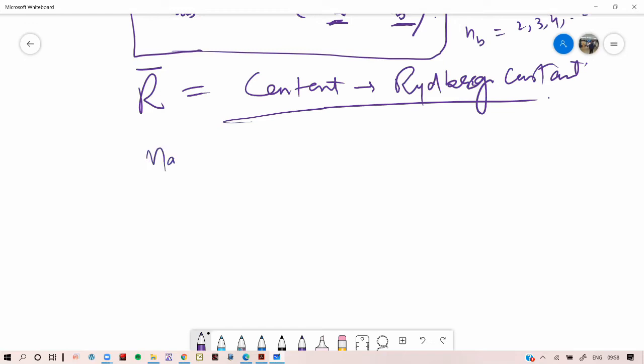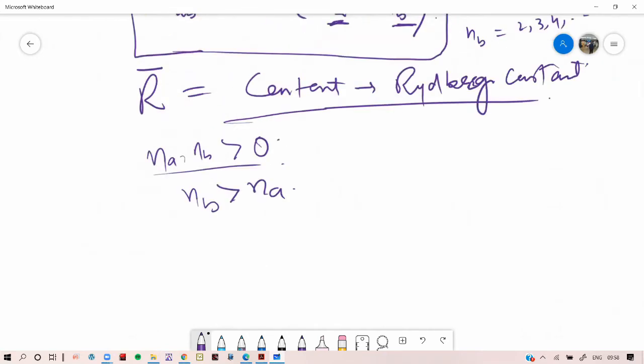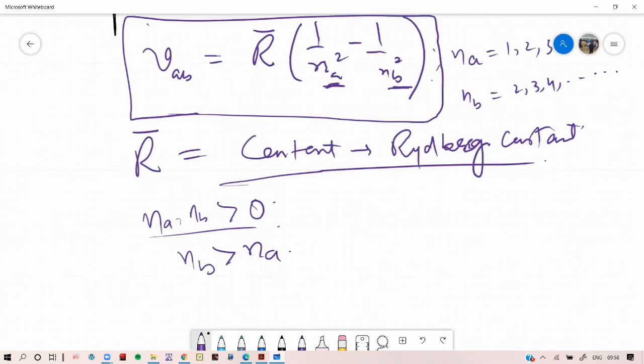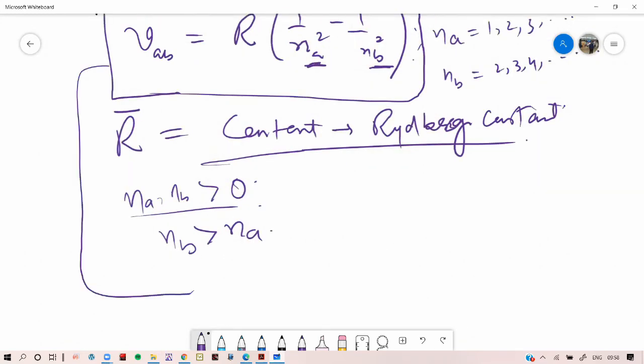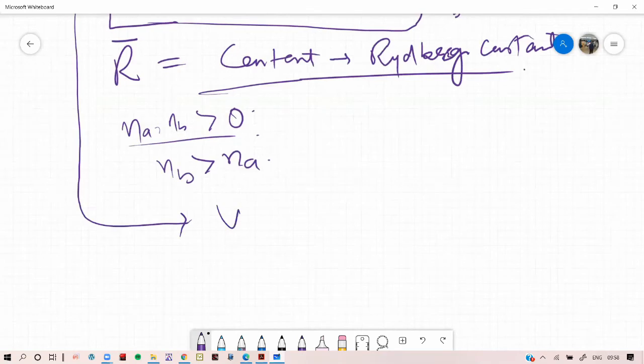And nA and nB, these both were greater than 0, that is positive. And nB was greater than nA; that is the only case when nA and nB are greater than 0 that this whole nu will be positive. And R was a constant. So this was the case for the visible spectrum. This is the line spectra of the hydrogen, and it was the visible spectra.